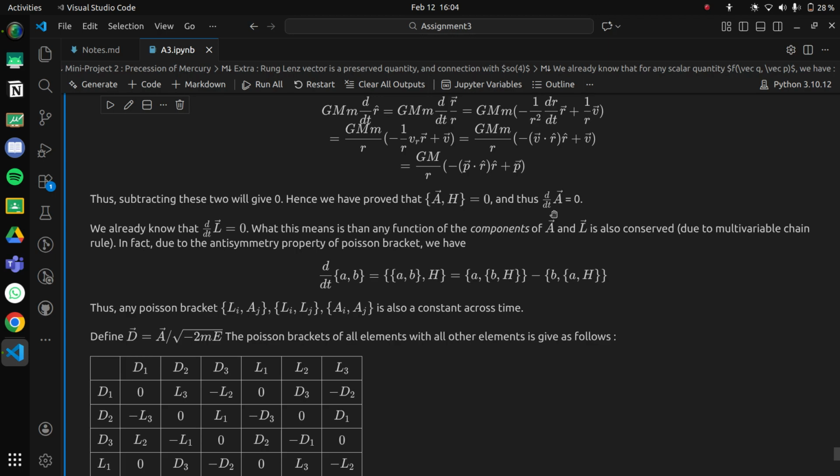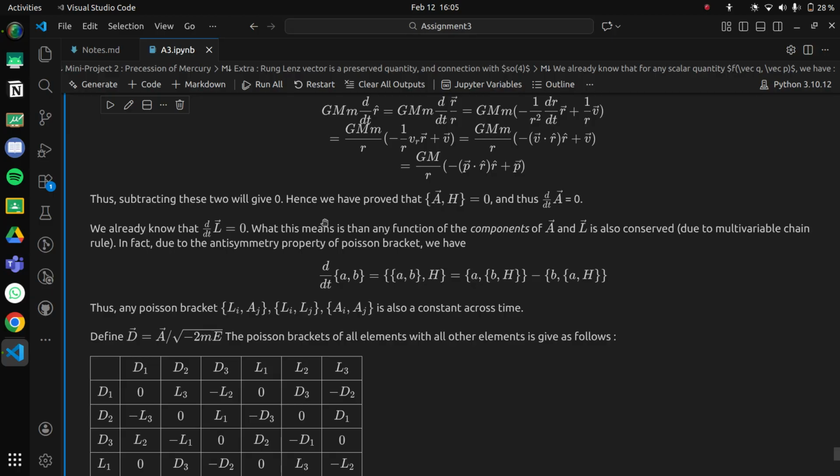So we already know that angular momentum is also a conserved quantity. What all of this means is that any function that you would create using components of A and L is also conserved. In fact, it's not just functions, where by functions I mean normal addition, multiplication, exponentiation, these kinds of things. You can also have something like taking another Poisson bracket on two of these quantities, for example.